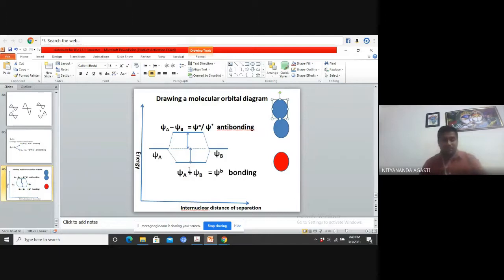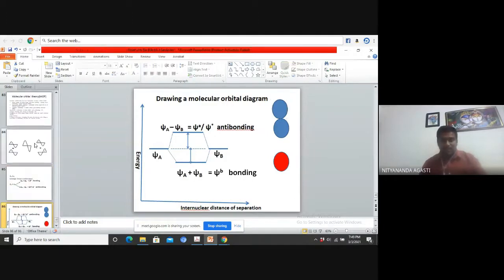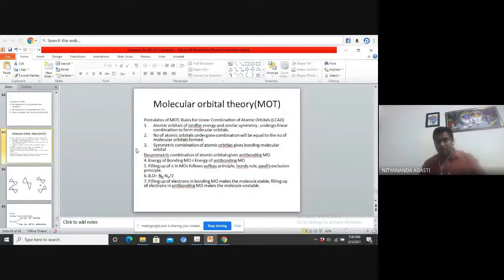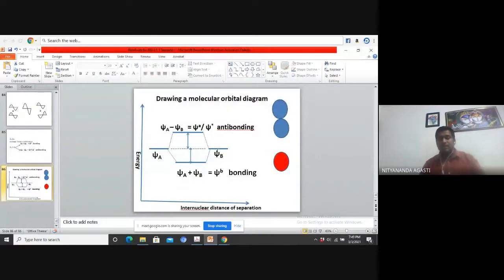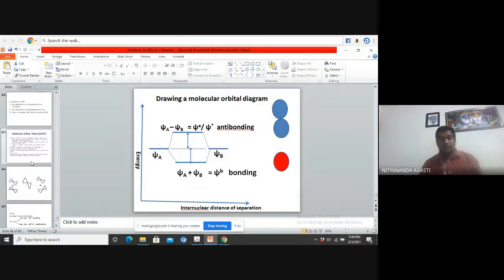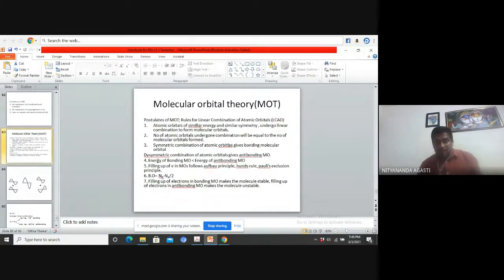One more point I'll tell you. Let me go back quickly to these rules again. We have discussed the first one. I have made it clear in this diagram. The number of atomic orbitals undergoing combination will be equal to the number of molecular orbitals. Look at this. We have two atomic orbitals. They are combined. They will give you two molecular orbitals. One is bonding, another one antibonding. Bonding molecular orbital will be of low energy. I have written it here somewhere. Yes, the energy of the bonding molecular orbital will be low and antibonding will be of higher energy.